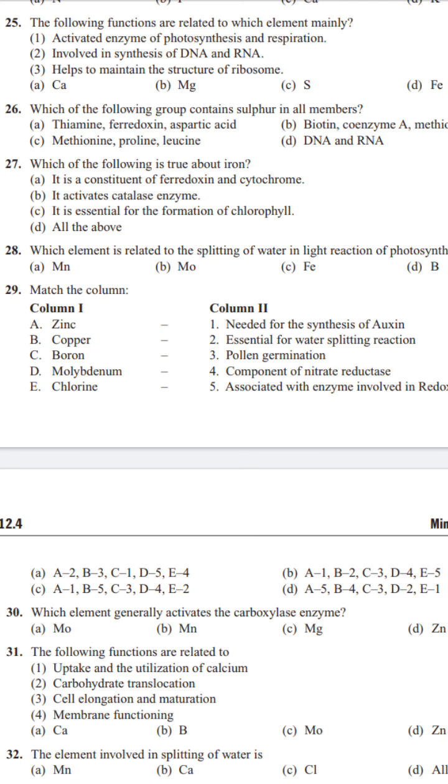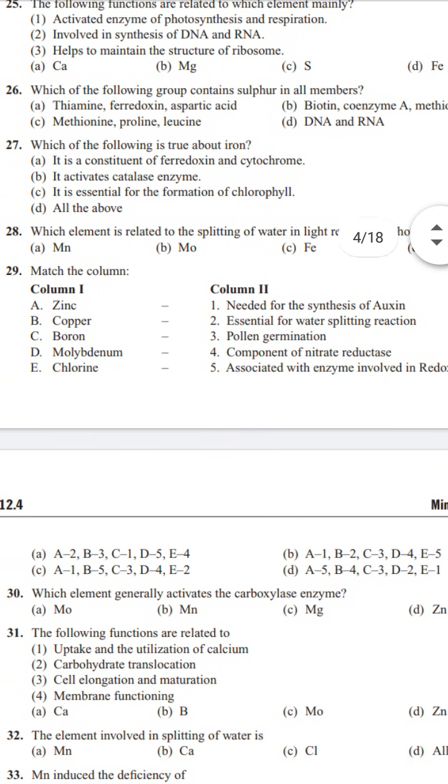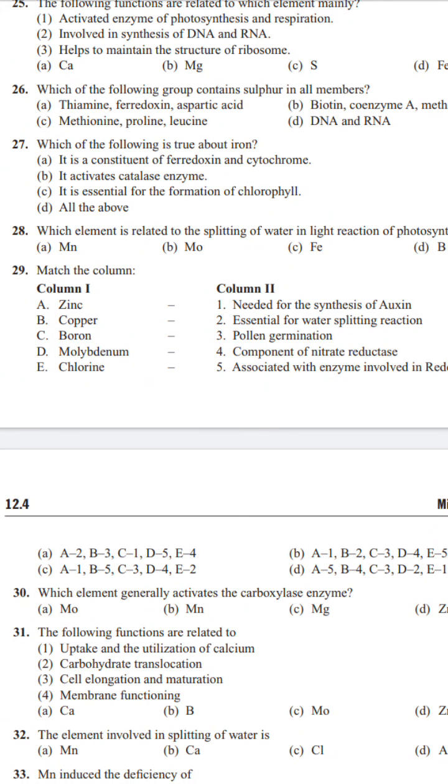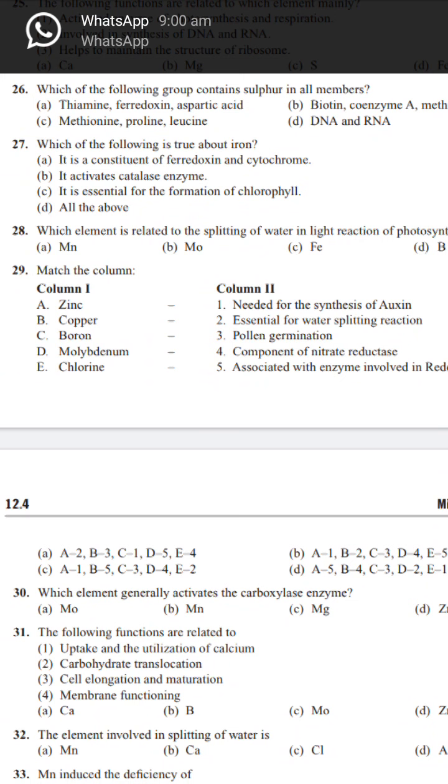So let us see once again. A is matching with 2, essential for the water splitting reaction. B, copper, essential for pollen germination. C, boron, needed for the synthesis of oxygen. Next, molybdenum 5, associated with the enzyme involved in redox reactions. Next, E4, chlorine, component of nitrate reductase.